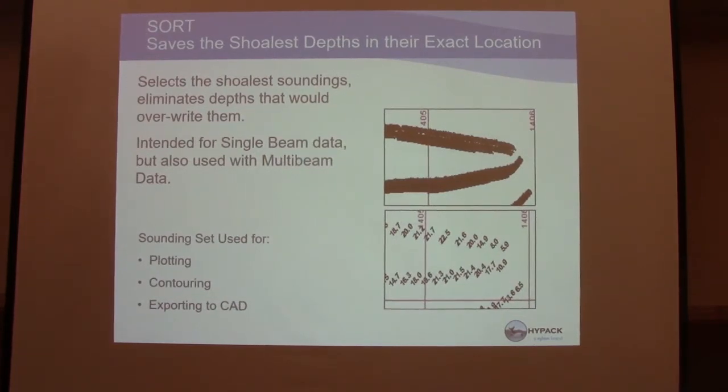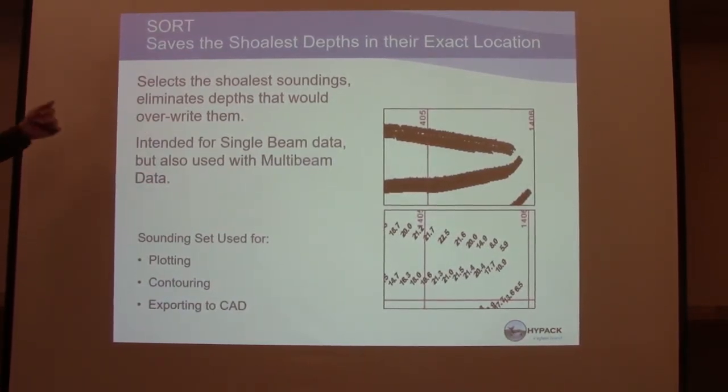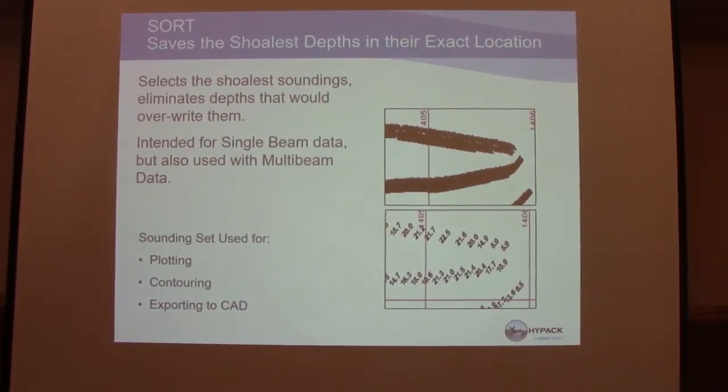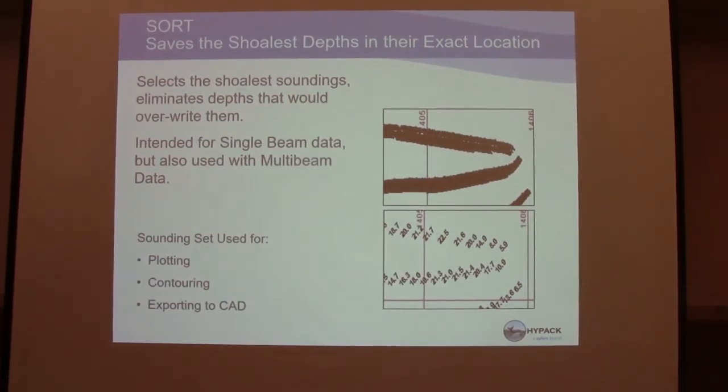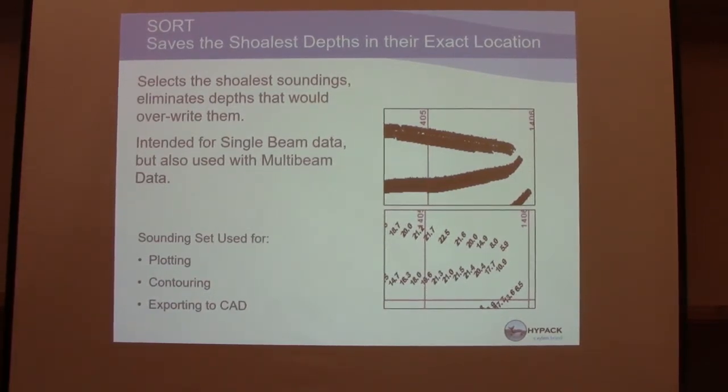Okay. So again, the idea of the way the sort program works: it selects the shoal list soundings and eliminates the depths that would overwrite them. The idea is that it basically takes the entire data set, looks for the minimum sounding in the entire data set, generates a radius around that, and eliminates all the points except for that shoal sounding. And then it looks for the next one and so on until you run through the data set.